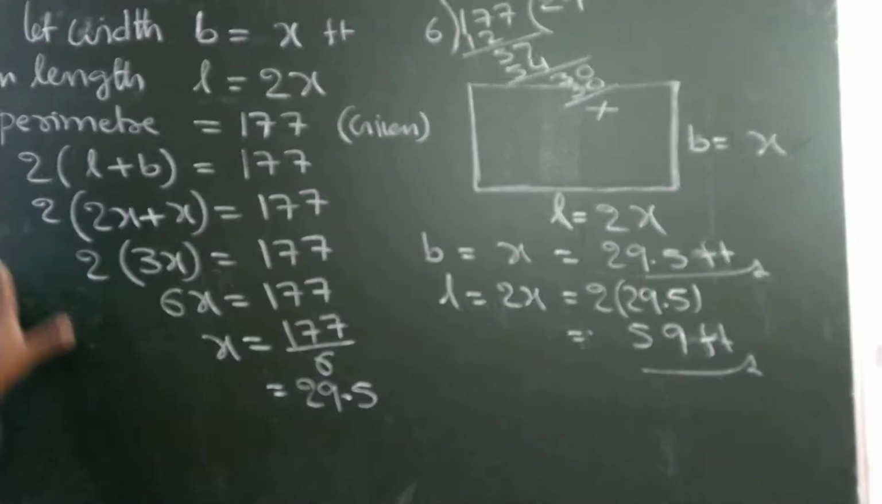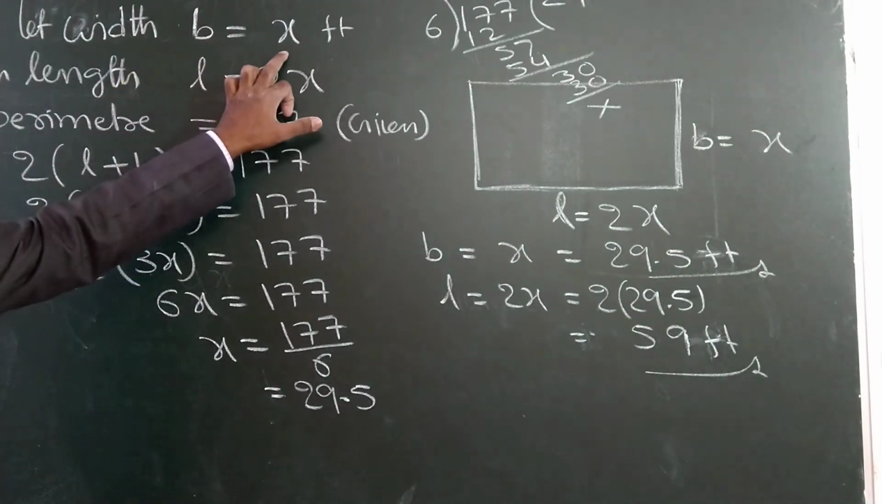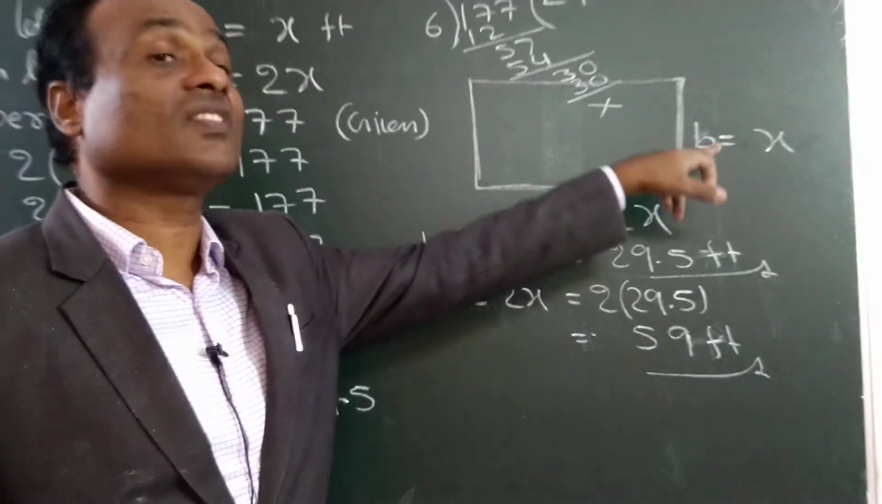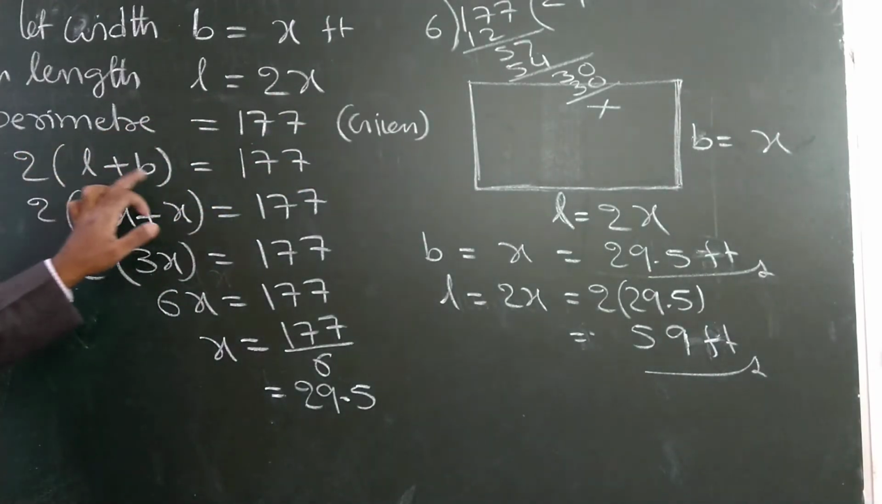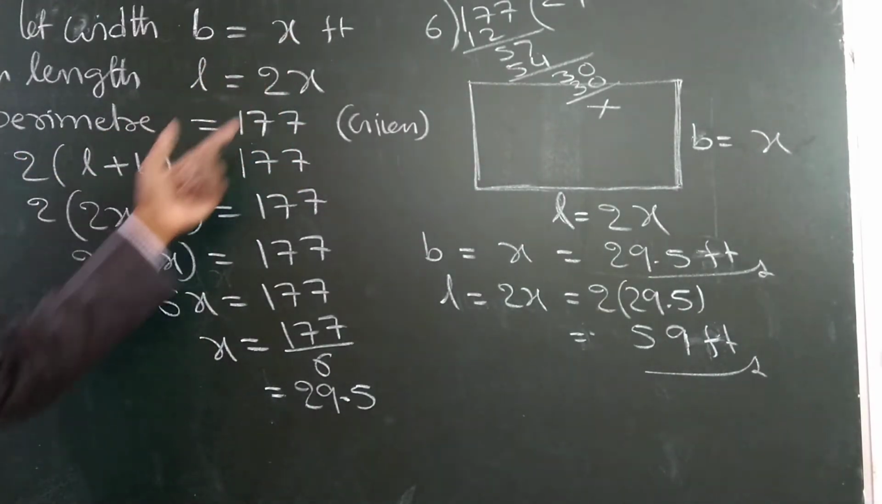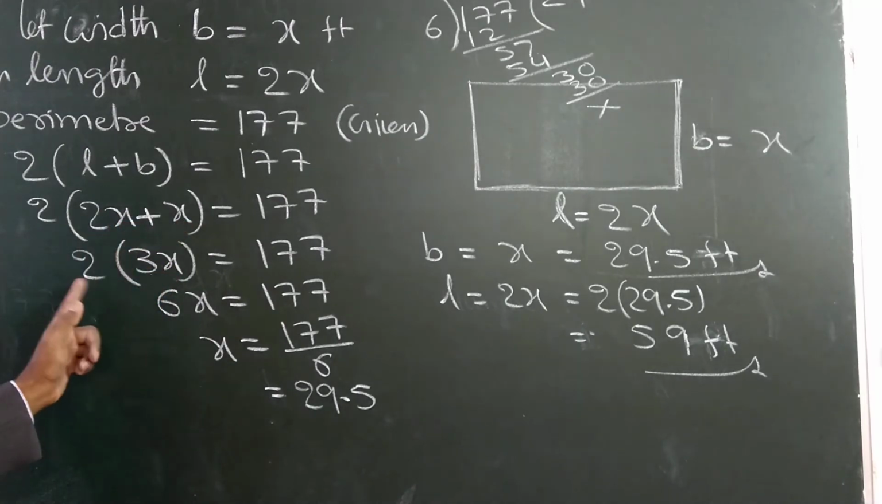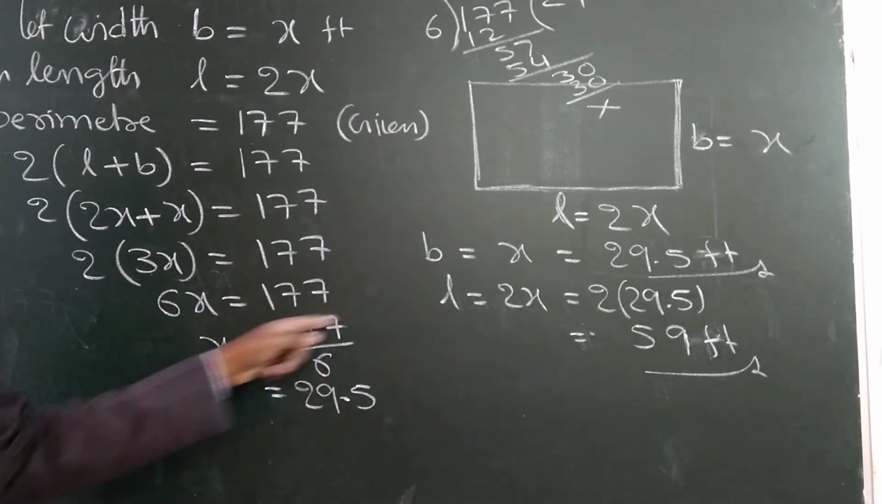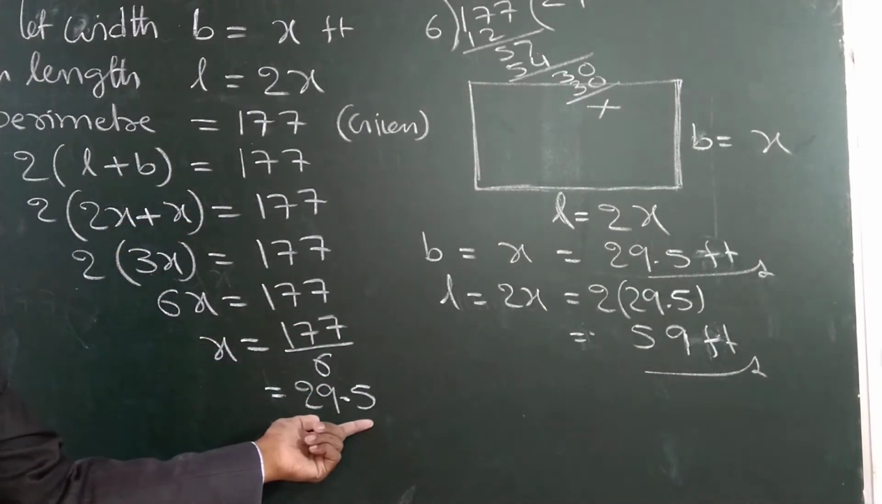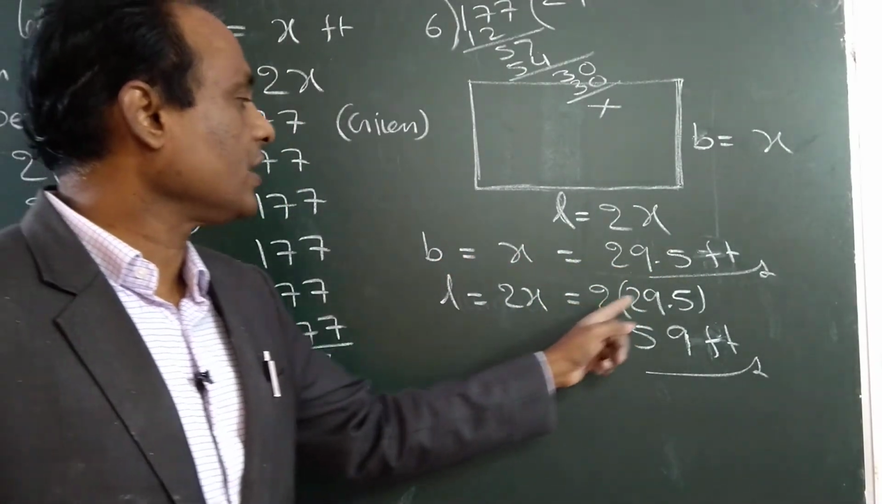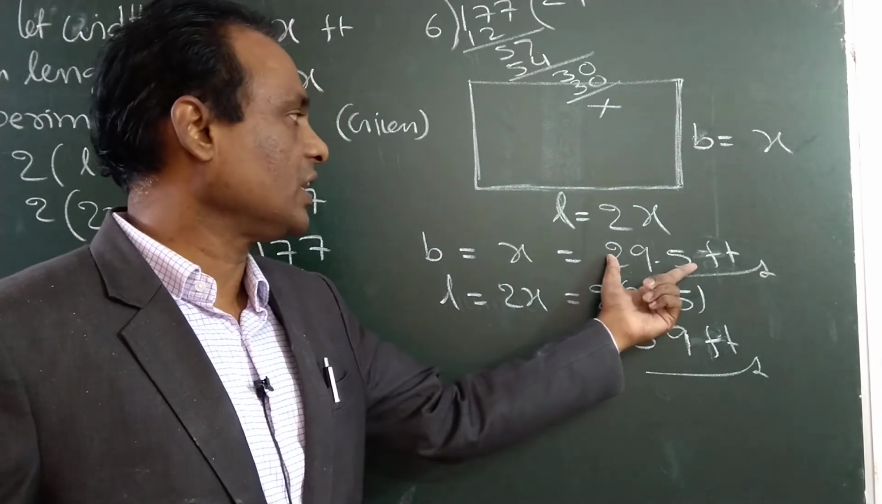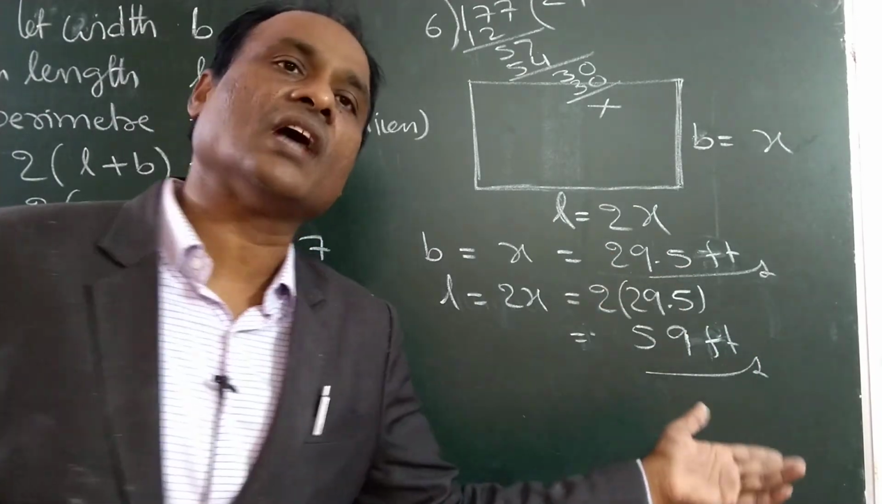This is the procedure. First, breadth is taken as x, length is twice the breadth, twice means 2 times. Perimeter formula is 2 into (L plus B). L is 2x, breadth is x, total 3x, 3 twos is 6x, then division. 177 by 6 is 29.5. So x is equal to 29.5. 2x is 2 into 29.5, that is 59. Breadth 29.5, length 59. This is the answer.